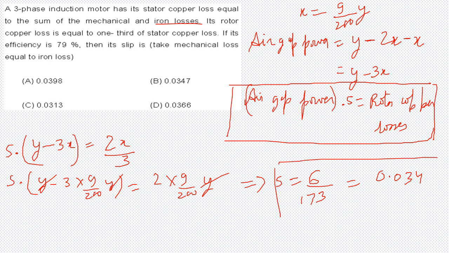So this is the slip which should be there, and this matches with option B. So B is the correct option for this question. This is how you need to proceed for problems where there are no numerical values given. You can assume one of the values and proceed after that. Thanks for watching.